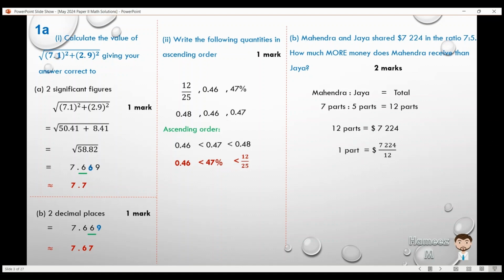And what do we want to find? We want to find how much more money does Mahindra receive than Jaya. Mahindra received 7 parts, Jaya received 5 parts, which means that Mahindra received 7 minus 5. That's the difference. So that is for 2 parts. So 2 parts will be 7,224 divided by 12 multiplied by 2. As such, the 2 parts is equal to $1,204. So that indicates that Mahindra received $1,204 more than Jaya.